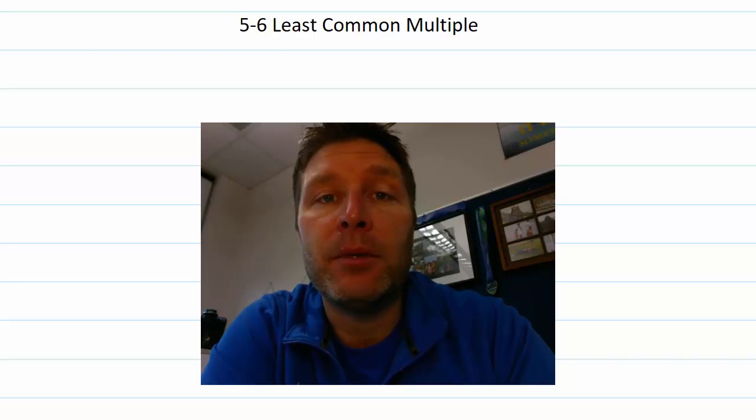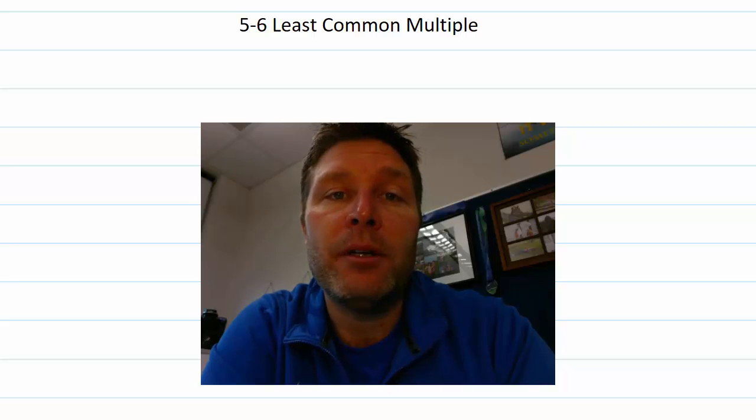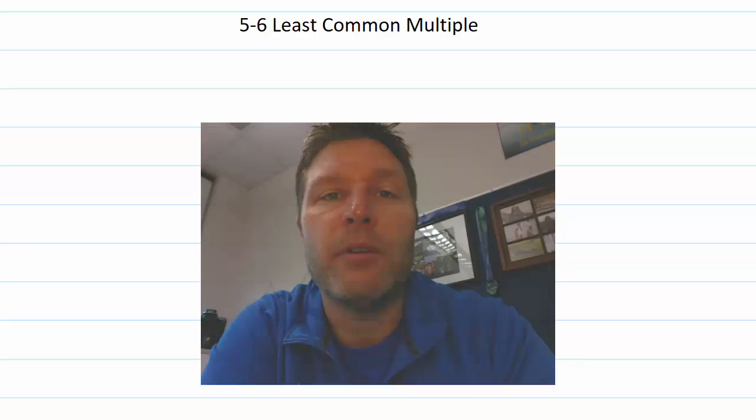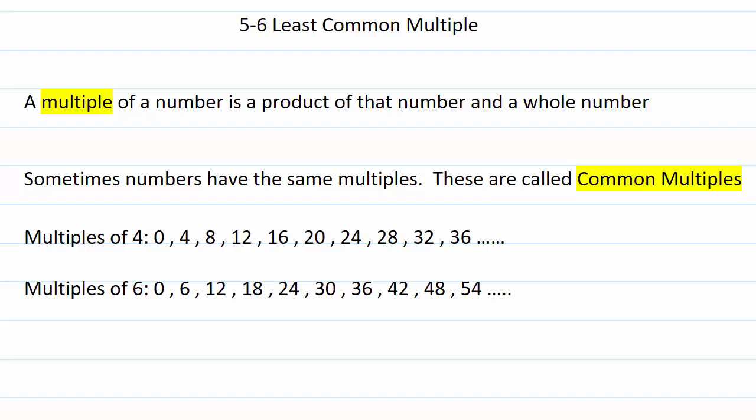Well, we need to make them like denominators, and the method by which we're going to go about doing that is finding the lowest common denominator, and to do that we need to learn about the least common multiple. So let's go ahead and do that. We'll start here. A multiple of a number is a product of that number and a whole number. And sometimes numbers have the same multiples, and these are called common multiples. Okay, so these are concepts that you may already know.